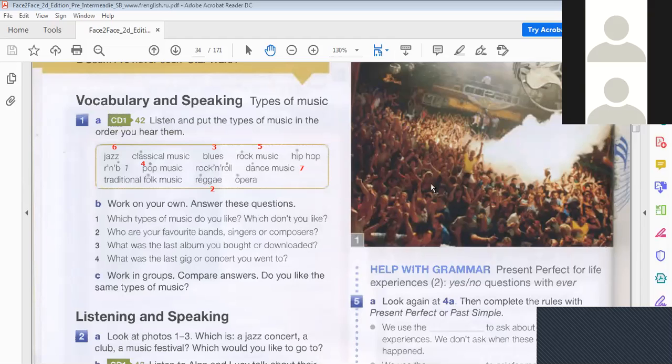Okay, what's this? Hip hop. Yes, this is hip hop. Okay, now let's listen to number 9. Opera. Yes, opera. So number 9 is opera music. Okay, let's listen to number 10.